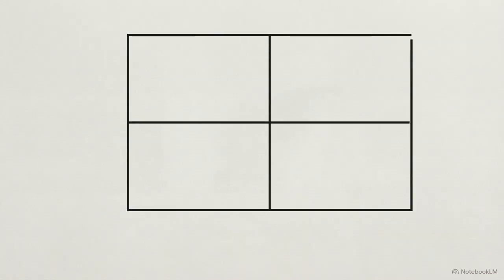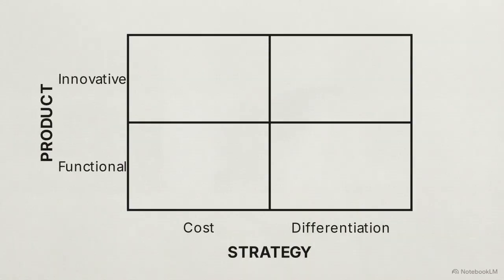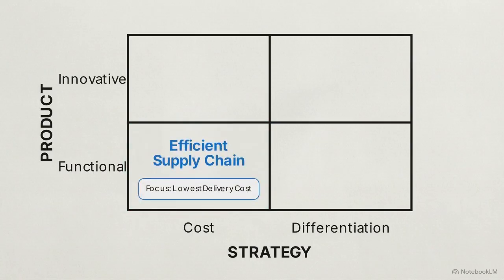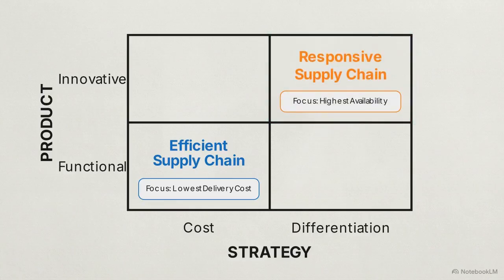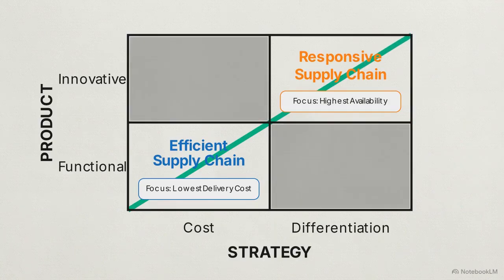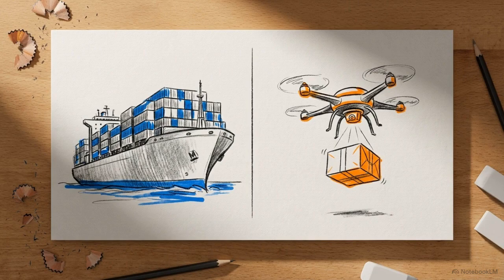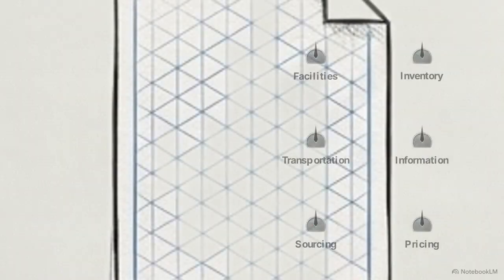This is the strategic fit matrix, used in Step 3 to determine your archetype. If you chose cost leadership and a functional product, write efficient supply chain on the bottom left. If you chose differentiation and an innovative product, write responsive supply chain. This archetype sets your ultimate operational goal: minimizing total delivered cost or maximizing speed and availability. Step 4 involves tuning your operational levers.